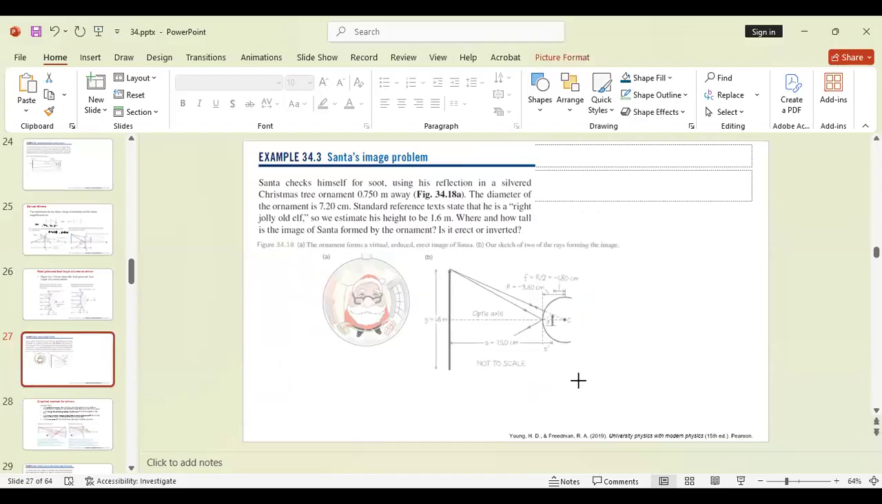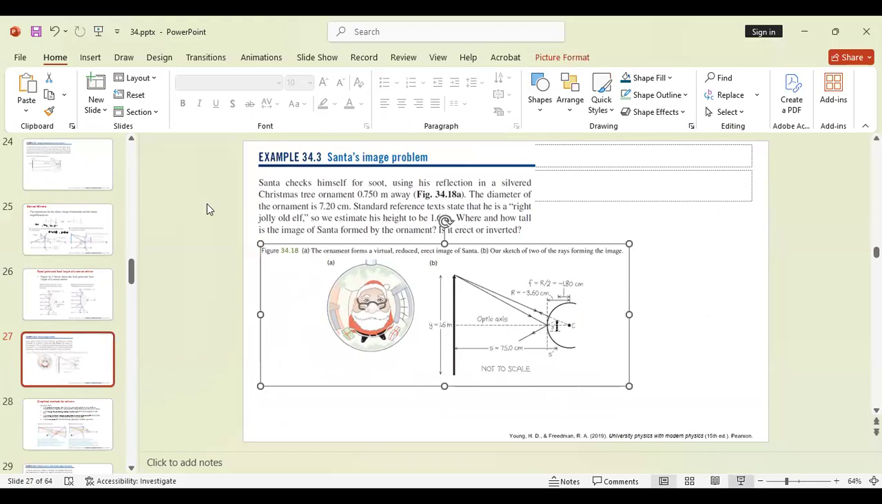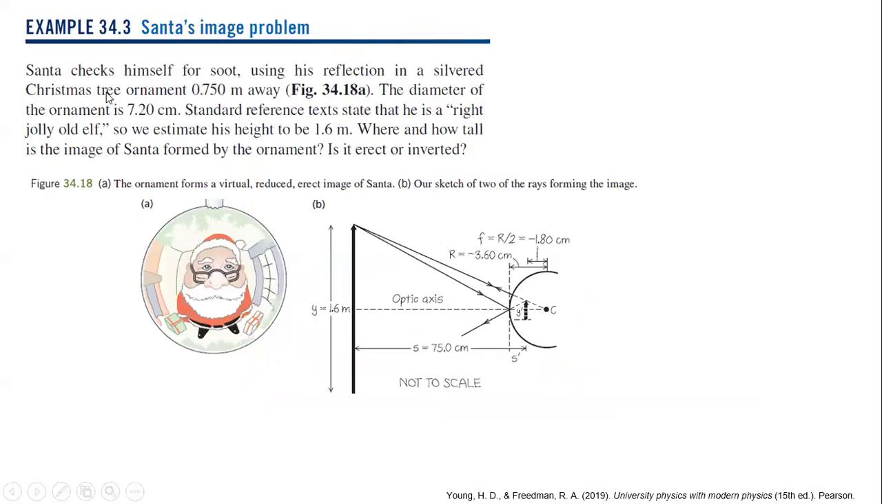So we have here the Santa's image problem. Santa checks himself for a suit using his reflection in a silvered Christmas tree ornament 0.750 meters away. You can see in the figure. The diameter of the ornament is 7.20 centimeter, so expect that the radius is half of that.